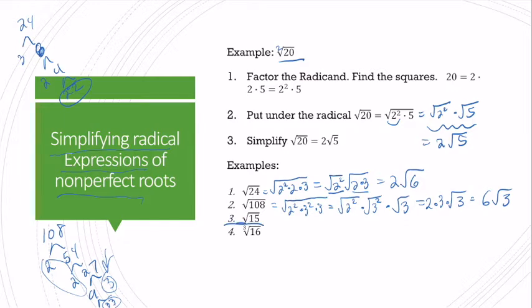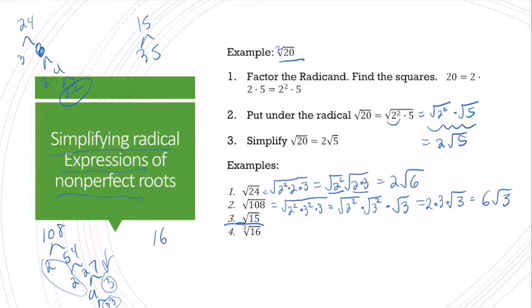Let's take a look at the square root of 15. 15 factors into a 3 and a 5. There are no duplicates. So I can't simplify that any further. So it's already fully simplified.